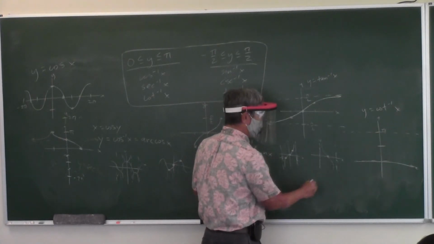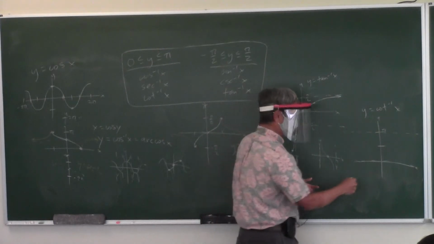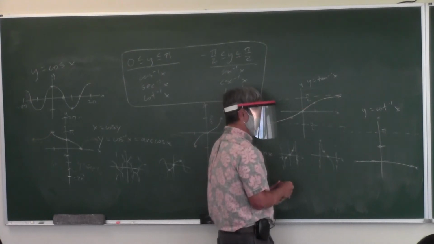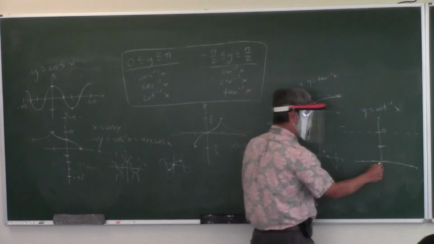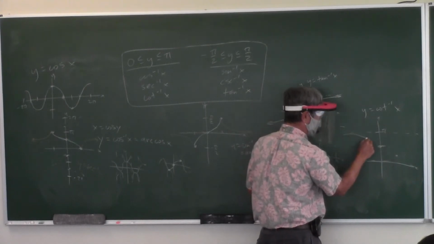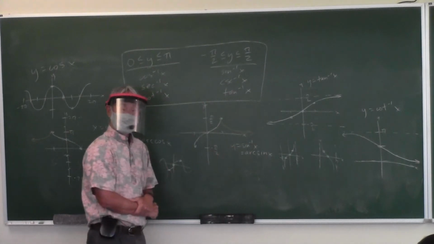What is that point? Pi over 2, 0. So switch it: 0, pi over 2. What about that point? Pi over 4, 1. So switch it: 1, pi over 4. And then look, connect the dots. And that's what the graph of cotan inverse looks like.